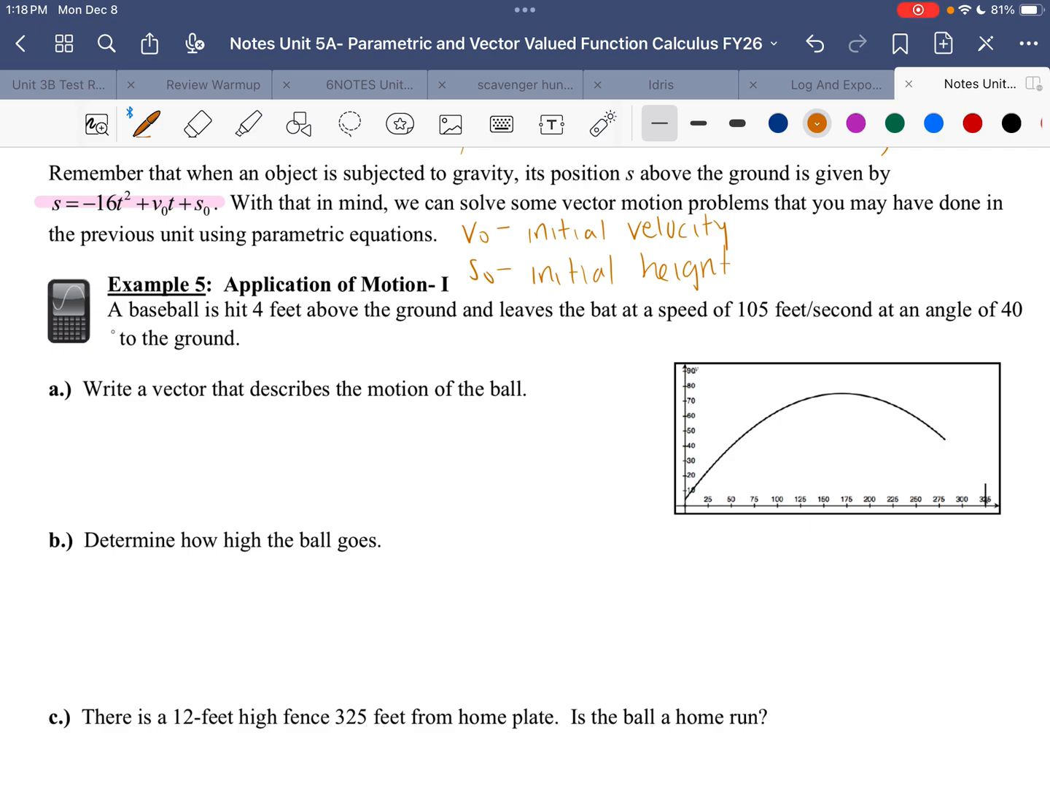Okay, a baseball is hit 4 feet above the ground. What is 4 feet above the ground telling us then? It's s naught. And it leaves the bat at a speed initially. So this is telling us our initial velocity is 105 feet per second, with an angle of 40 degrees to the ground.